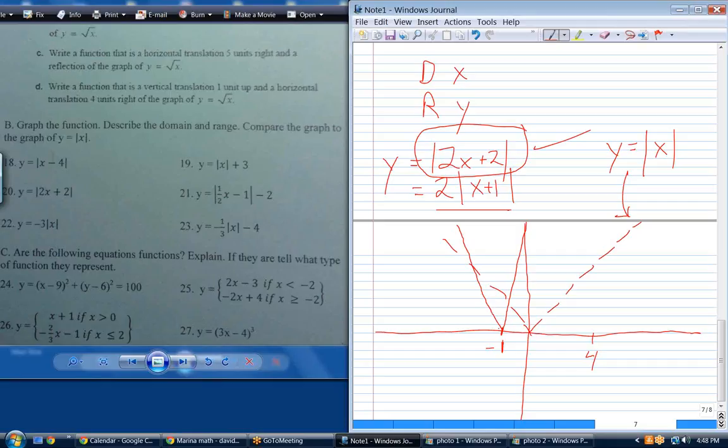Wait, I thought it got wider, though. No, it gets narrower. Even if it was a horizontal shrink, it gets narrower. In other words, whether this 2 is inside the absolute value or outside has the same exact effect on this function. The difference, however, is this 2 right here is not the amount of horizontal shift, because I haven't factored out the 2 yet. I need to factor out that 2 in order to actually find the horizontal shift, like I did. It's something we haven't done before, a problem like that, where we factored something out of the absolute value sign.